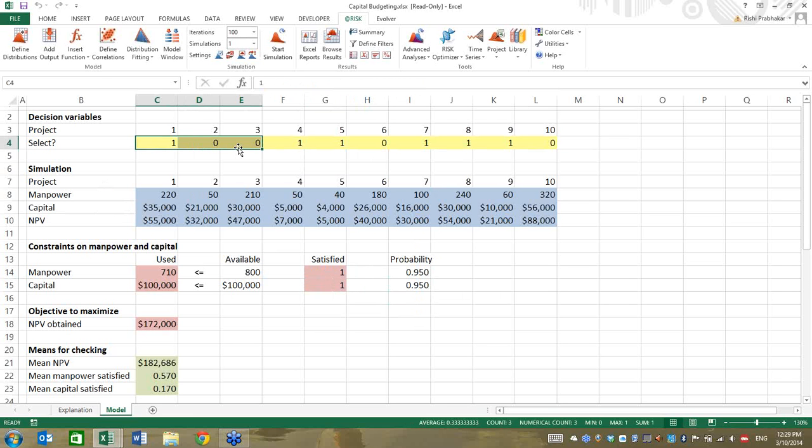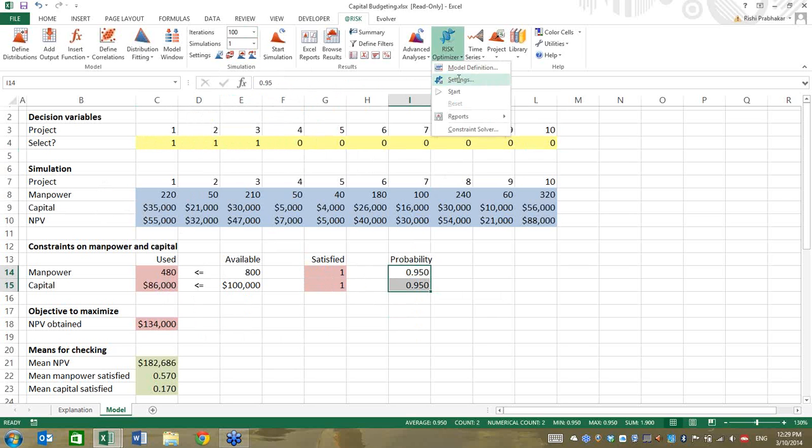So what I will do is go back to my original or starting portfolio, which was the first 3 projects, quite conservative. There would still be some chance that they could exceed maybe the capital constraint, possibly not the manpower constraint, but the NPV itself is quite low. So is there a better combination that will maximize the expected value of my NPV, but not have more than a 5% chance of the violation here? All right. So if I go into RISKOptimizer, I have my model defined. I'll quickly check my settings.